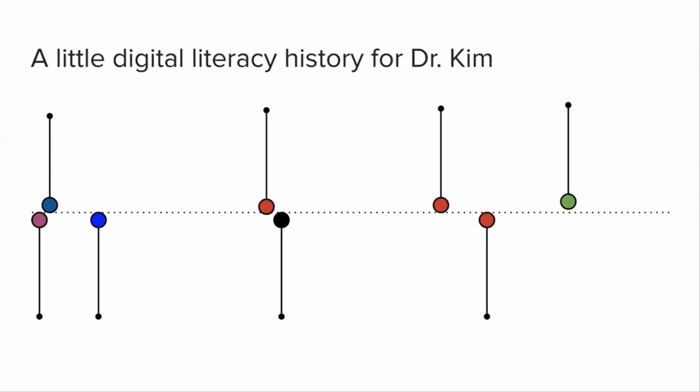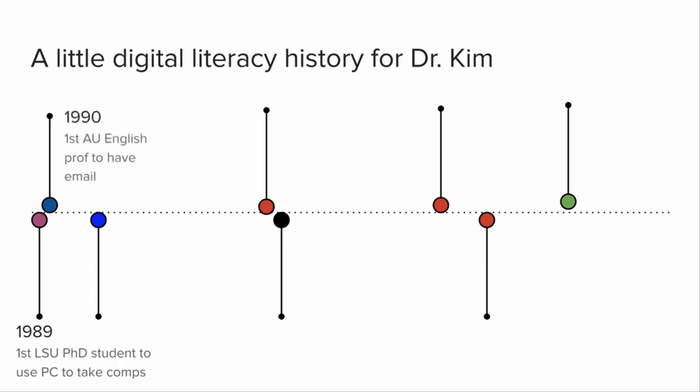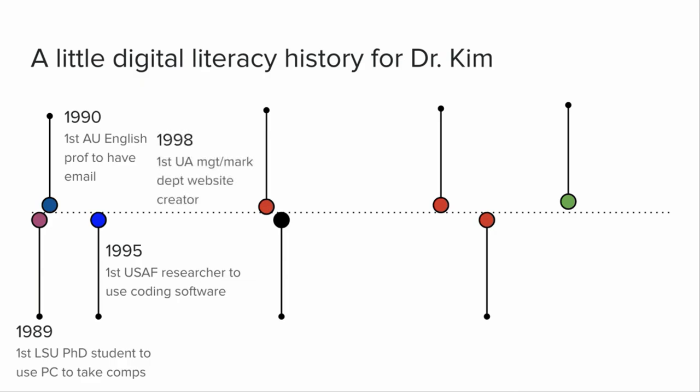On this slide, let me provide a little history about my own digital literacy journey. I was the first doc student to get permission to complete my comprehensive exams on a PC way back in 1989. I was the first English professor at Auburn to get an email address. I was the first Air Force researcher to use qualitative research software back in 1995. I built the first website for the management department at the University of Alabama.